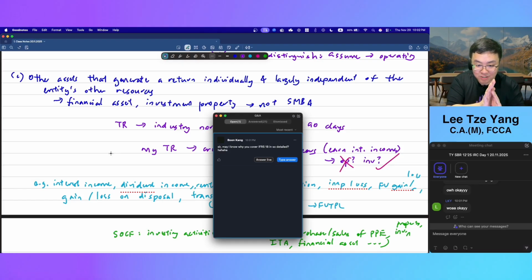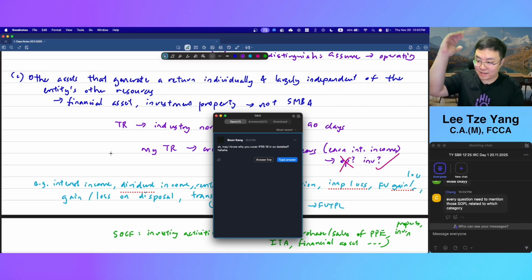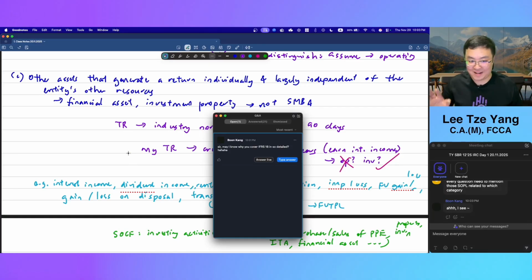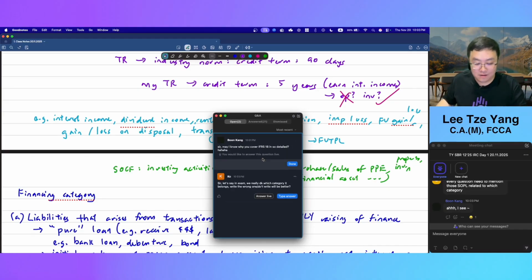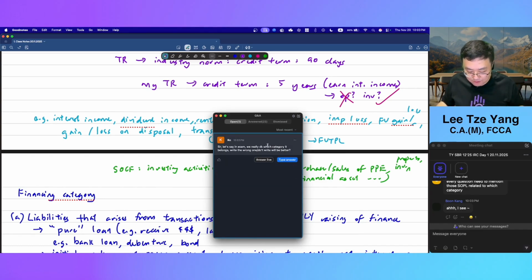Because every question in SBR, as long as it affects SOPL, you must mention which category. So it's very pervasive in the exam. That's why I must tell you in detail. Okay, Boon Kang? There's a reason. It's not that I teach for fun, and I teach a bit more than the technical article, because I think the technical article is too brief. Really, the more I study, the more I realize I need to let all of you know. At least this is more comprehensive. You study this, it's better than nothing. So let's see in the exam. We really don't know which category.